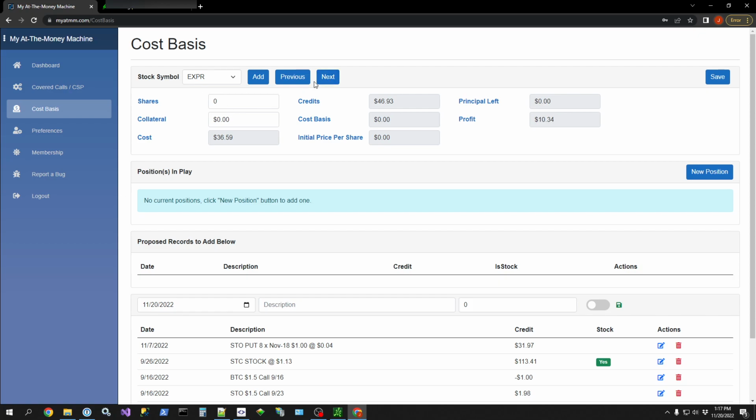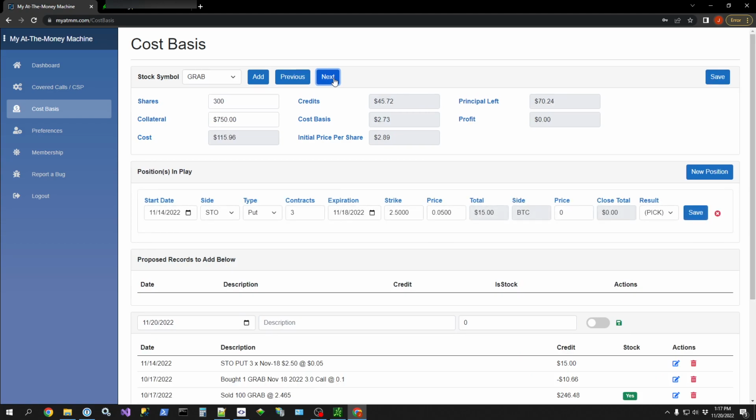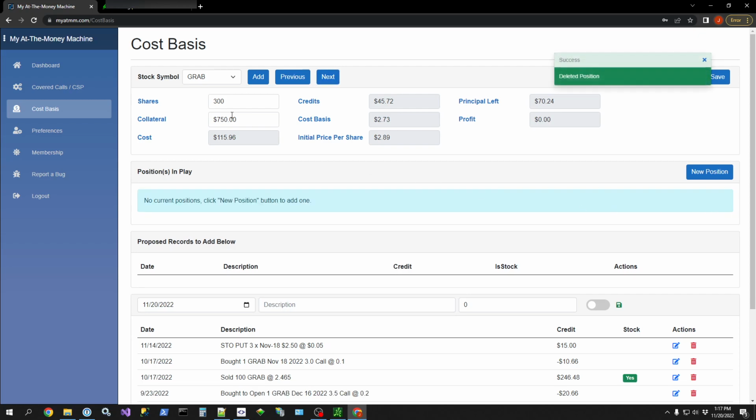Sorry. All right, so next one, there are no more positions on this one. Next, just keep on going through these. Grab this one, expired worthless. So we made money on this one, so we can close that position.